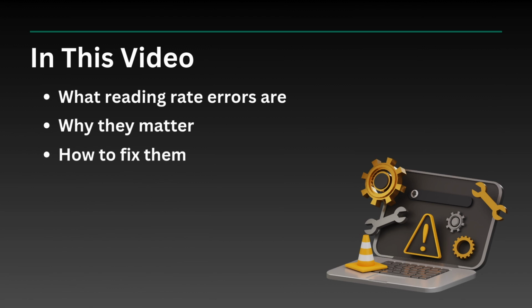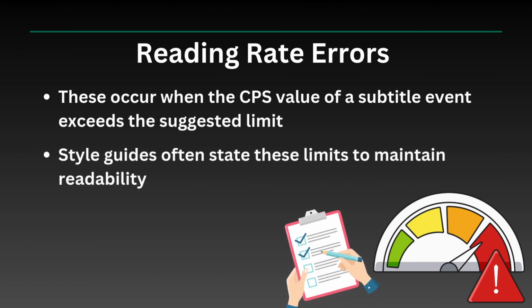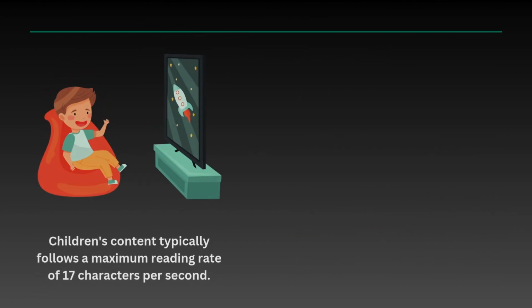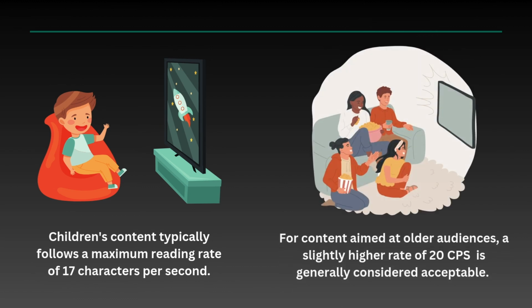Now that we understand what CPS is, let's talk about reading rate errors. These occur when the CPS value of a subtitle event exceeds the recommended maximum. Captioning style guides often specify these maximums to ensure readability. For example, captions created for children's content typically adhere to a maximum reading rate of 17 characters per second. For content aimed at older audiences, a slightly higher rate of 20 CPS is generally considered acceptable.